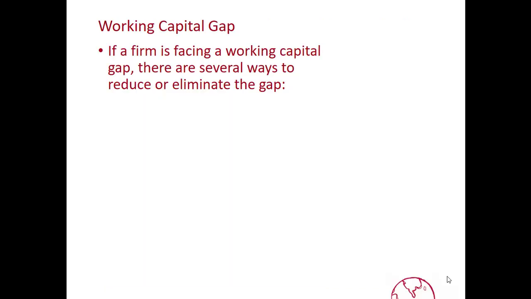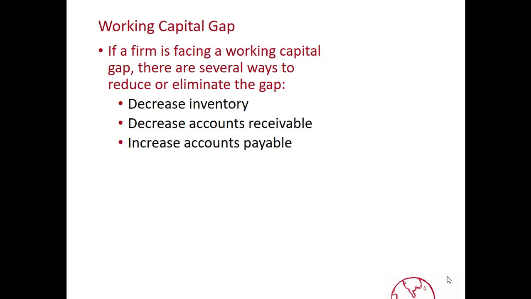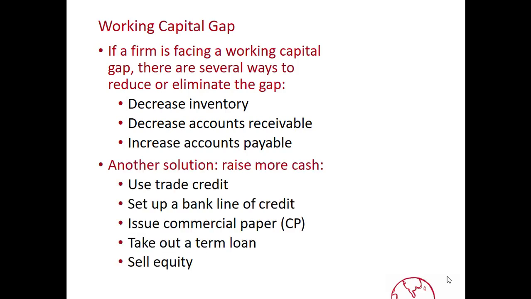So when a company has a working capital gap, what are its options? Well, it can decrease inventory, decrease accounts receivable, both of which will increase cash, or it can increase accounts payable, which will also preserve cash. Another solution is to look for alternative ways to raise cash, such as using a line of credit from a bank, which may be called a revolver, issuing commercial paper, or taking out a loan of 2 to 3 years from a bank.